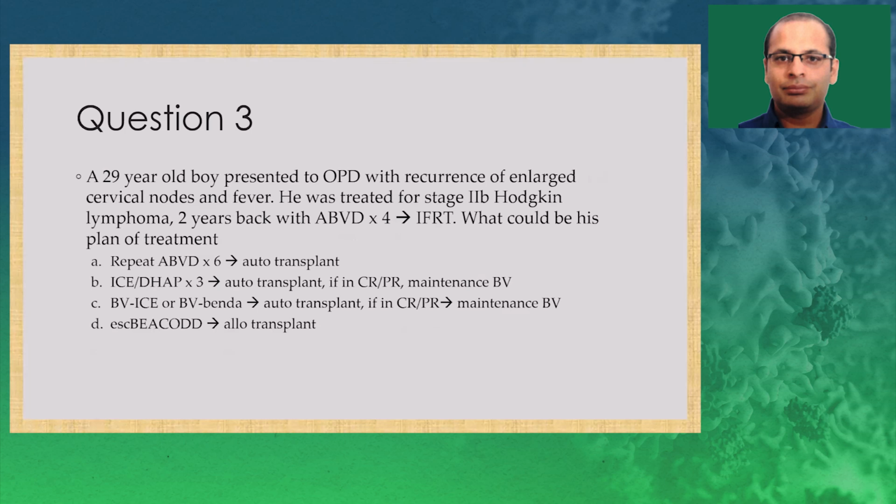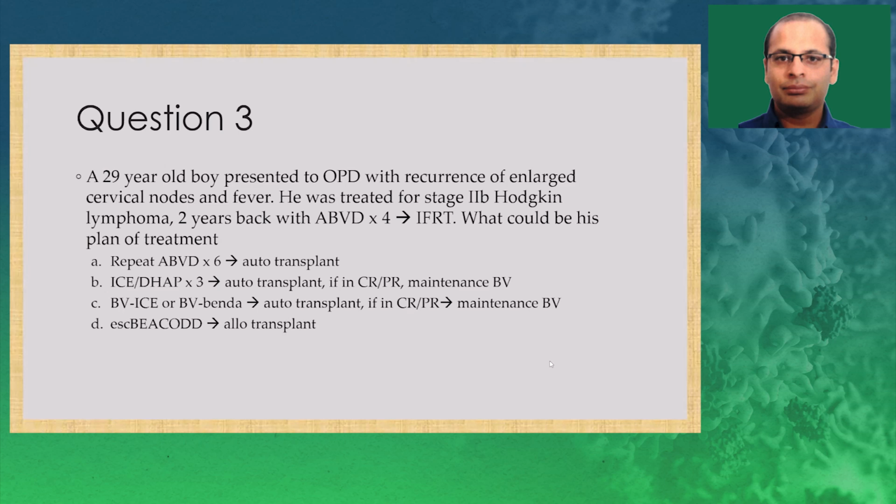So this is a 29-year-old boy with cervical nodes and fever, stage 2B Hodgkin. Two years back, he had received this therapy. What would be the ideal plan of treatment when he relapses? He presents with recurrence of nodes. Earlier, he had received ABVD times 4 and radiation. So what could be the ideal plan of treatment for him at the time of relapse? ABVD 6 cycles, ICE or DAP 3 cycles followed by autologous transplant with brentuximab maintenance, brentuximab ICE or brentuximab bendamustine followed by autologous transplant and maintenance, or escalated BEACOPP.